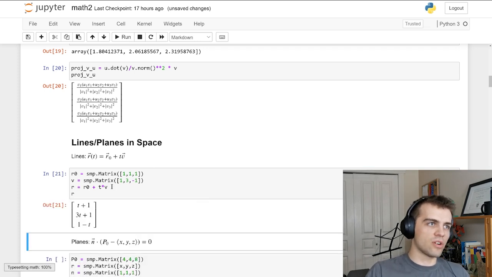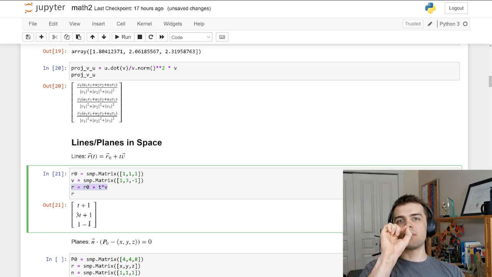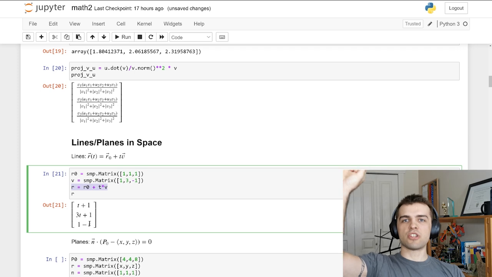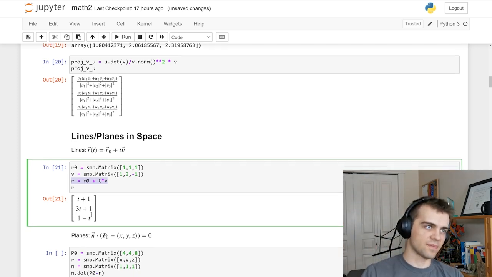So of course I can do this all symbolically like this. I define my vector R naught, which is 1, 1, 1. That's a particular location. V is a particular vector here. And then I define my vector R, which is R naught plus T times V. And if I plug in a value of T, as I change T, I move on different parts of that line. And that's what this vector is here.